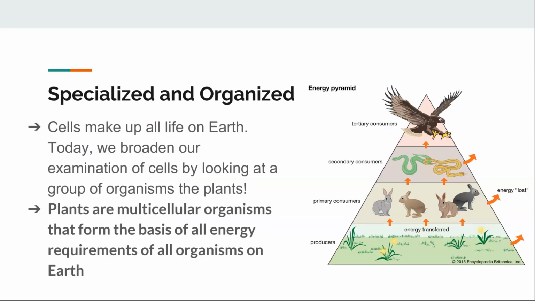Now, we learned in Chapter 7 that all life is made up of cells. We're going to look specifically at plants to see how cells can be organized to perform their functions well. And you might say, why plants, not humans or another kind of animal? And that's because plants are pretty incredible, and they are very important. They form the basis of all food on Earth.